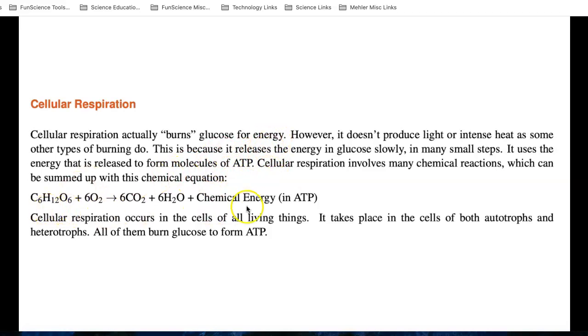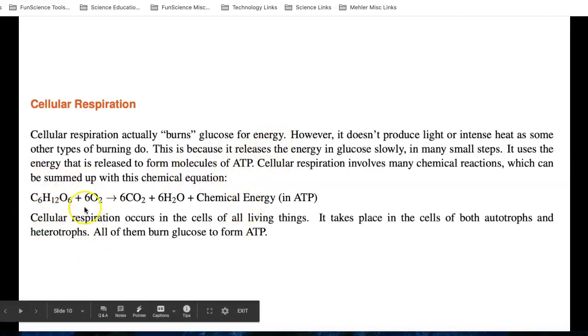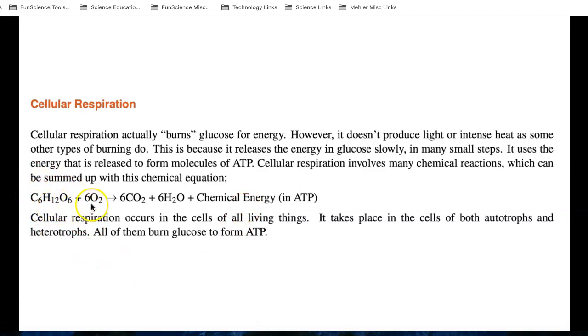This equation is the opposite of photosynthesis. Glucose, C6H12O6, plus oxygen. That's why you're breathing in right now. You ate your food to get the glucose. You're breathing in the oxygen. That will give us, once we do cell respiration in all our cells, 6 molecules of carbon dioxide, 6 water molecules, H2O, and it will create more ATP, which are energy-rich molecules.